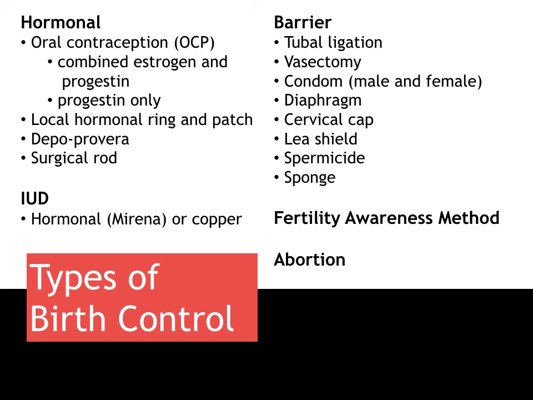For barrier methods, there's a number of different barrier methods. So more permanent, like tubal ligation and vasectomy. Less permanent, like condoms, diaphragm, cervical cap, lace shields, spermicide, and sponges. So we'll discuss those all briefly. And we'll also discuss some other contraceptive methods like fertility awareness method, and lastly, talk about abortion overall.